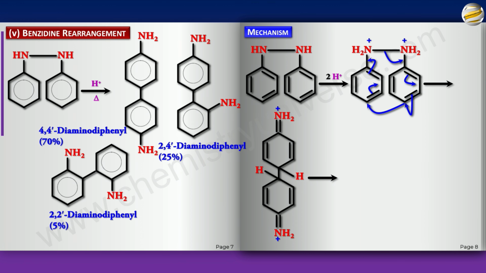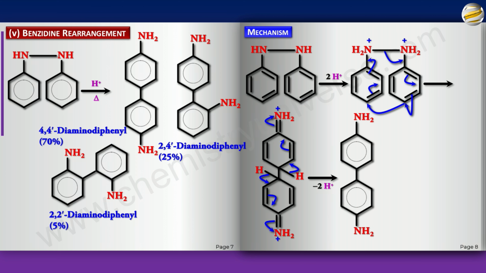One H plus ion is lost like this. It goes here, this goes here, and this goes here. Again, it becomes aromatic. The other would also go like this. This will go here, this will go here, and this will go here. It will lose the 2H plus that it took initially, and you will get para-para. Similarly, you'll get para-ortho and ortho-ortho.